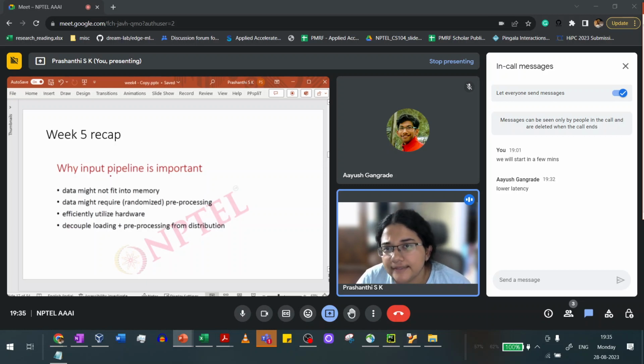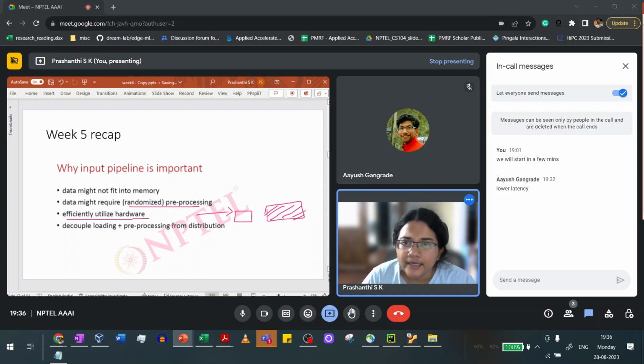Why your input pipeline is important. Data might not fit into memory, something that we just spoke about. Again, might require randomized pre-processing, basically repeating whatever I said. Efficiently utilize hardware, maybe we didn't speak about this, but what it essentially means is, if my pre-processing and fetch take a lot of time, then my GPU is going to be idle, right? It's going to be waiting for this mini batch of data to be ready so that it can train on it. But all that time that it spends waiting is time that you're not utilizing the hardware efficiently. It's idle time. You don't want that, and that's why you try to do some of these optimizations.